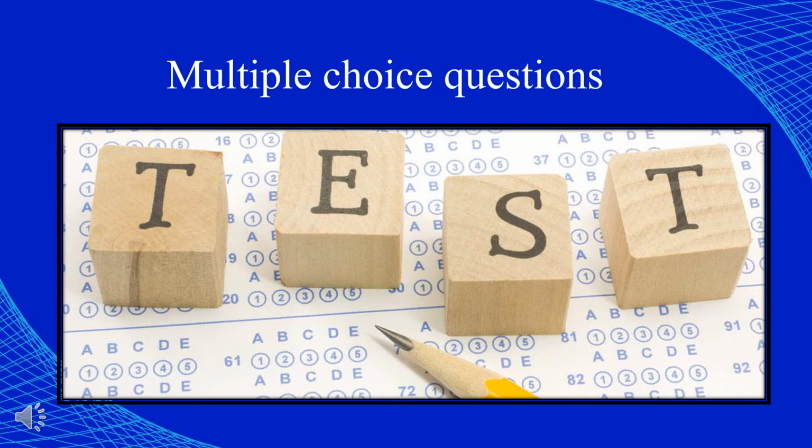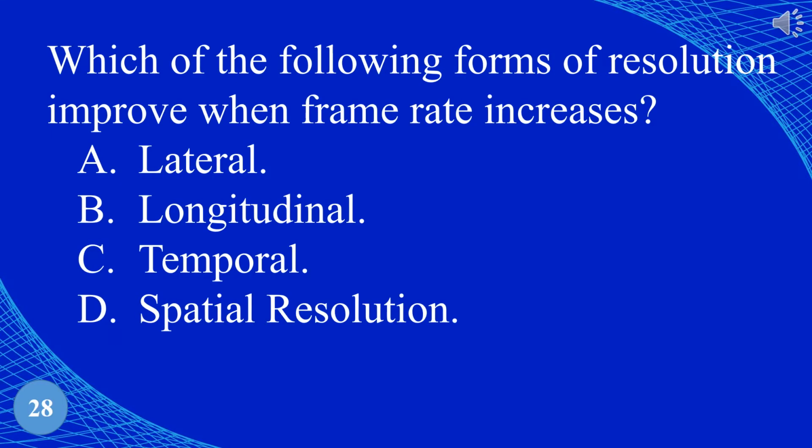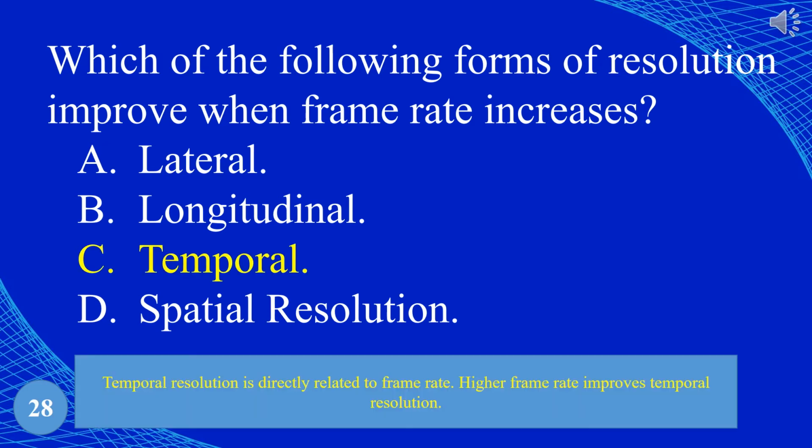Multiple choice questions section. Which of the following forms of resolution improve when the frame rate increases? A. Lateral. B. Longitudinal. C. Temporal. D. Spatial resolution. The answer is C. Temporal. Temporal resolution is directly related to frame rate. Higher frame rate improves temporal resolution.